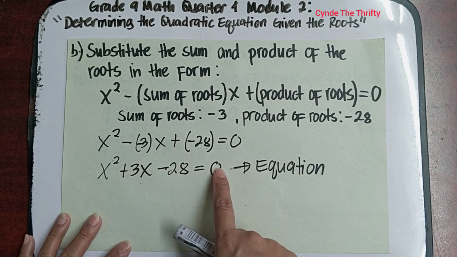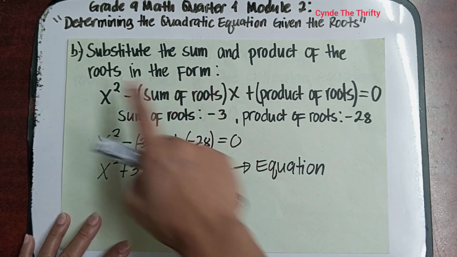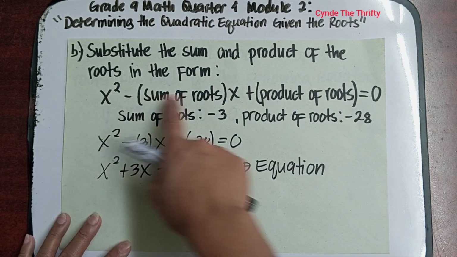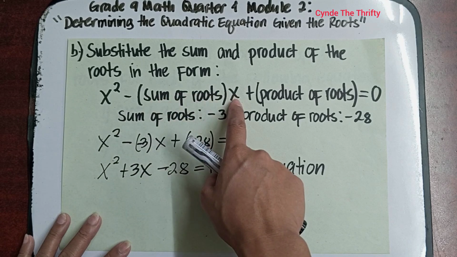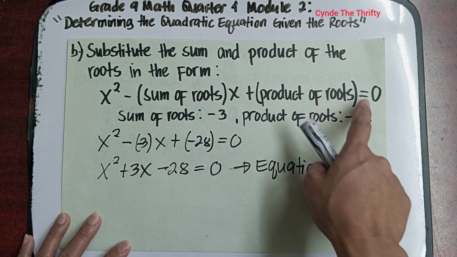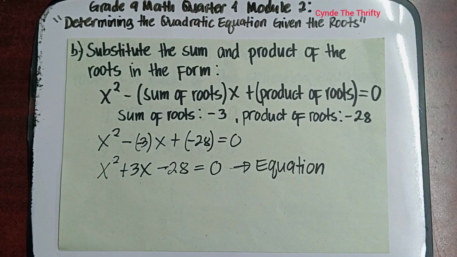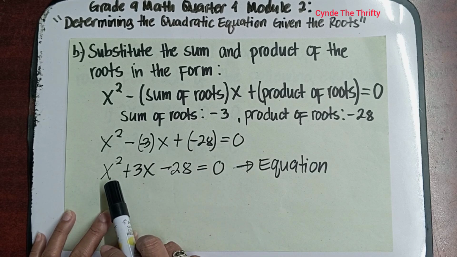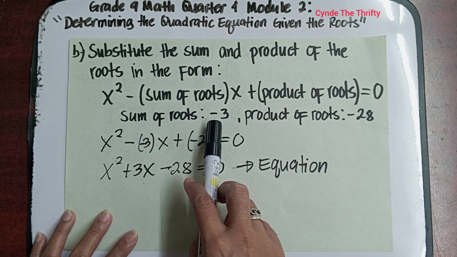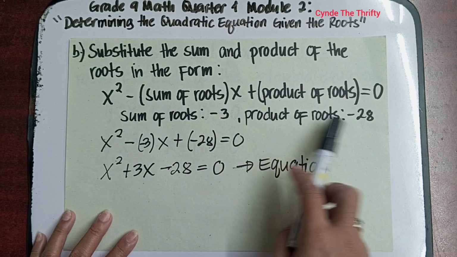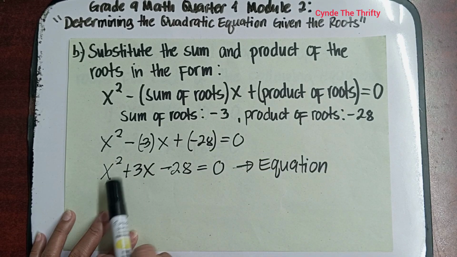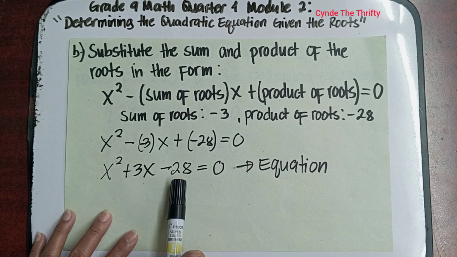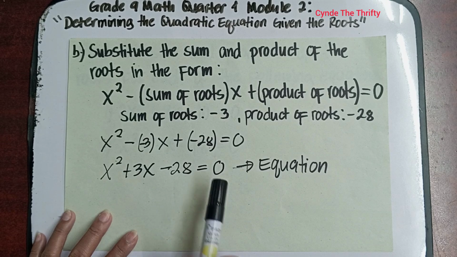So, napakadali lang isolve ng iyong equation given ang iyong roots. Basta tandaan nyo lang itong form na ito na x squared minus the sum of roots x plus product of roots is equal to 0. Again, ito na yung equation natin given ang sum of roots natin na negative 3 at ang product of roots na negative 28. So, ito na yung equation. X squared plus 3x minus 28 is equal to 0.